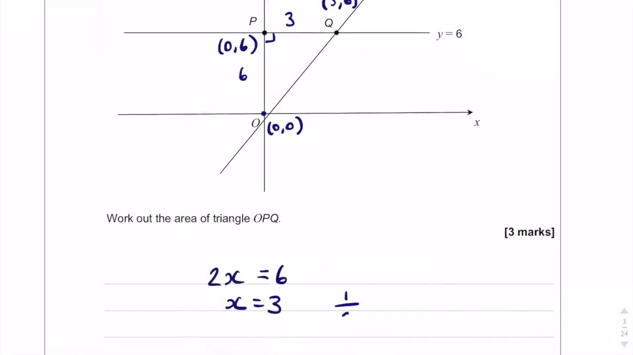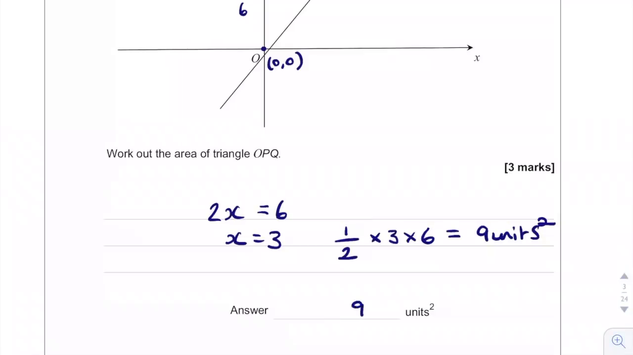So if I do half, multiply by my base, which is 3, multiply by my height, which is 6. So I'm doing 3 times 6, which is 18. 18 times a half, which is 9 units squared. And that is my final answer.